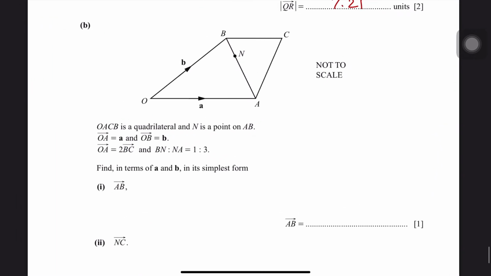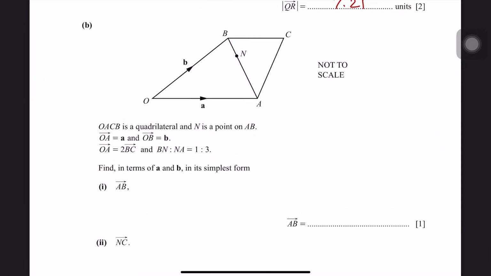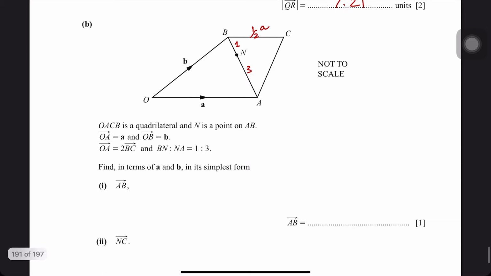Okay, then this says that OA is a and OB is b, and OA is 2 times BC, so this must be half a, and BN and NA are in the ratio 1:3. Find in its simplest form AB. I have to derive from A to B, so I go from A to O, that's minus a, and then from O to B, that's plus b, so minus a plus b.